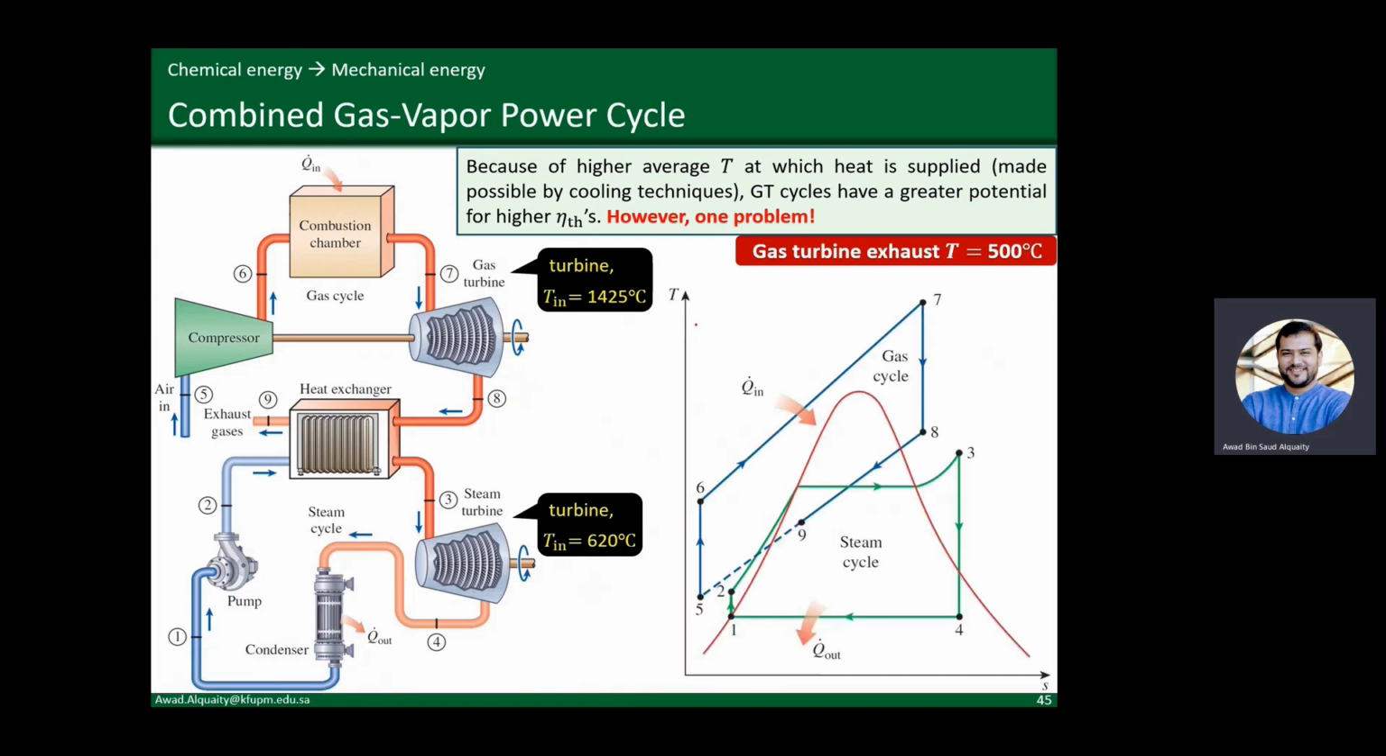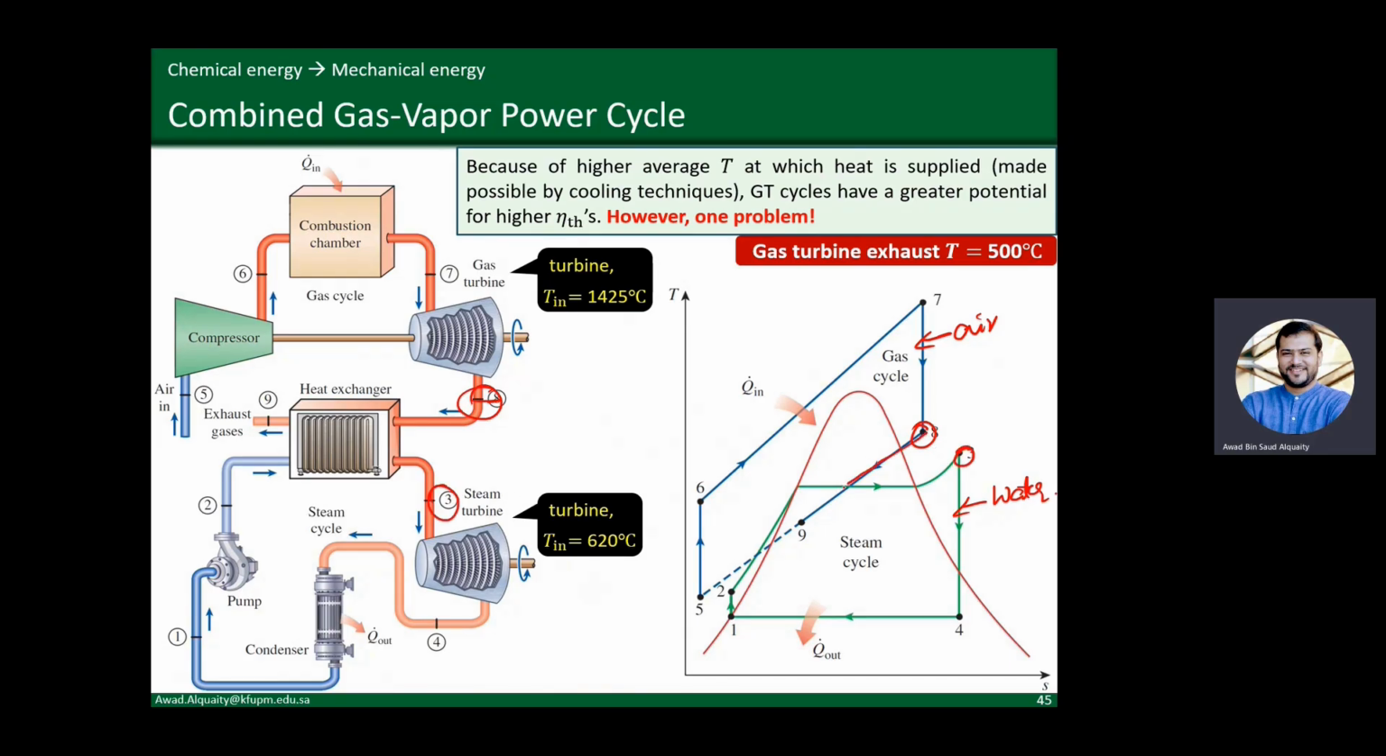Now, this is how the TS diagram would look like. We have two different working fluids. In the gas cycle, we have the main working fluid being air. In the steam cycle, it's of course steam or water. And the heat transfer essentially happens from this state 8, which is of course at a higher temperature than state 3, right?